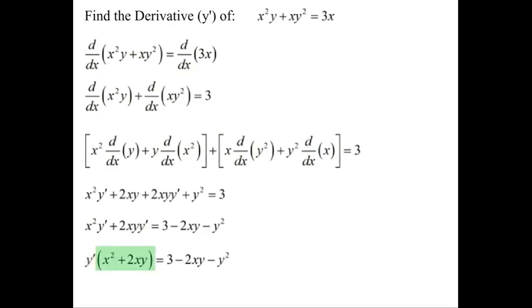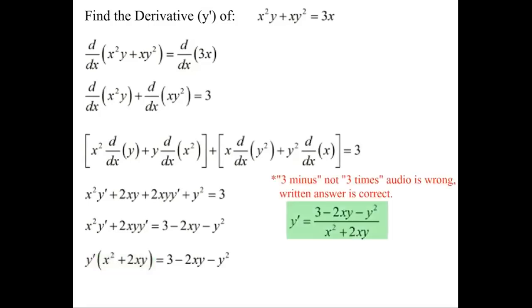We solve for y prime by dividing by the expression x squared plus 2xy. So that gives us that the final derivative is equal to 3 minus 2xy minus y squared over x squared plus 2xy. So a more complicated derivative requires you to actually factor out the y prime term from the expression in order to ultimately solve for it. Let's try the next one.